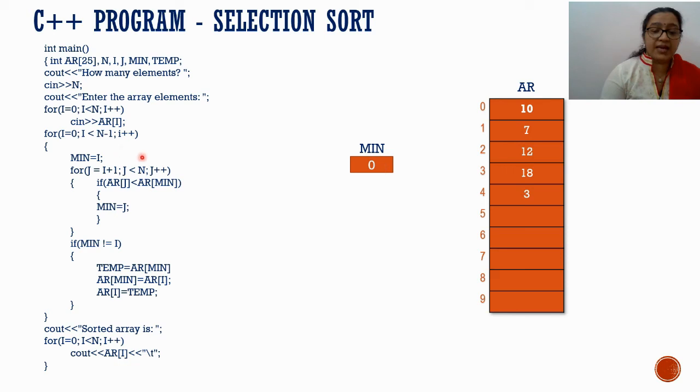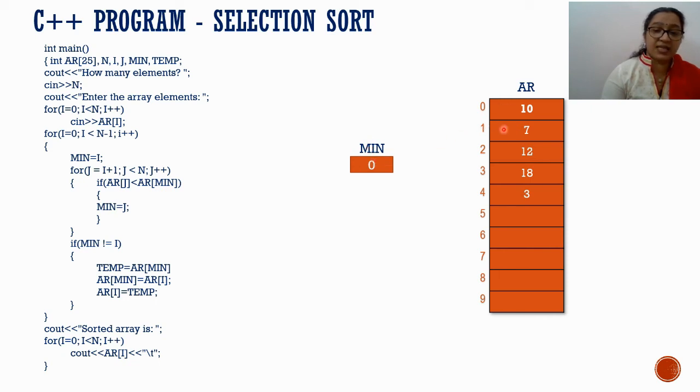See, min is i. That means min is 0. Now we are comparing. j is equal to i plus 1, so j is focusing here on 7. j is equal to i plus 1, j less than n, j plus plus. Inside that, if AR of j, that means AR of 7, is less than AR of min, AR of 0.